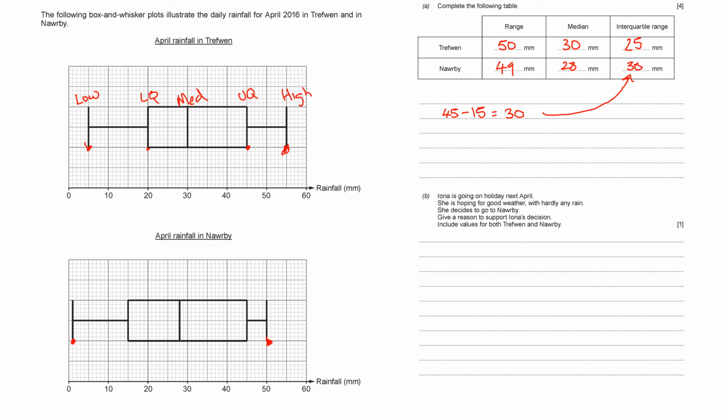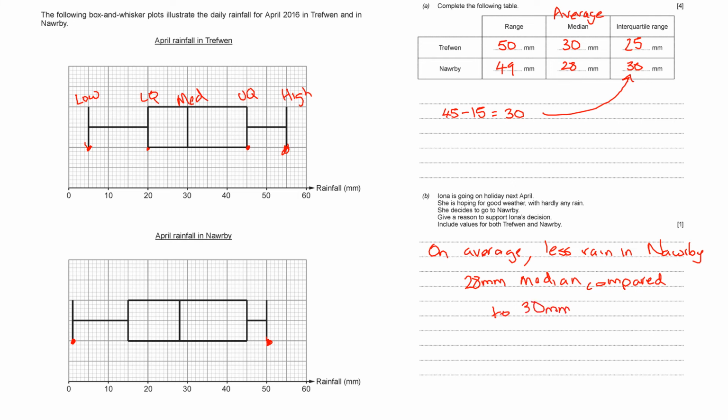Which is the best way to compare? The median. Trefwen's median, 30. Norby's median, 28. The median is a good measure, an average measure. So we could say, on average, less rain in Norby, 28mm median compared to 30mm. So a lot of lines just for something where you're just comparing a median. So that's the best way to compare 2 or 3 box and whisker diagrams, is to use the median, but there are some of the other values that you might need to work out.